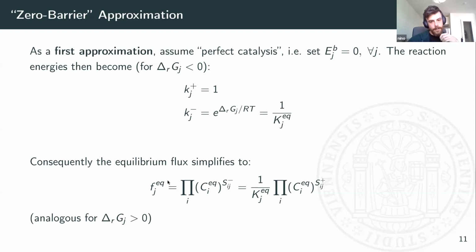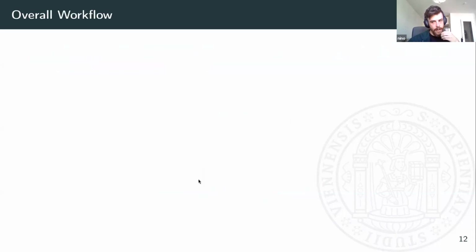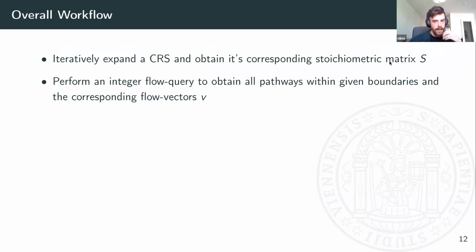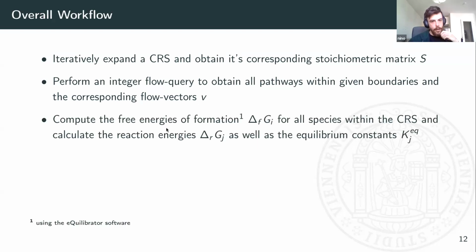Okay, so this means that all we have to do is iteratively expand a chemical reaction space using a rule-based method in MØD, and get from there the stoichiometric matrix of this chemical reaction space. We can then use the built-in hyperflow query to obtain all the pathways within the given boundaries, obtaining the corresponding flow vectors. Then we can compute the free energies of formation of all the species within the chemical reaction space.